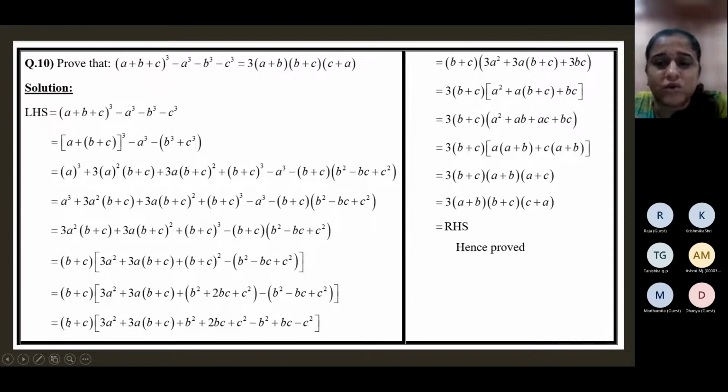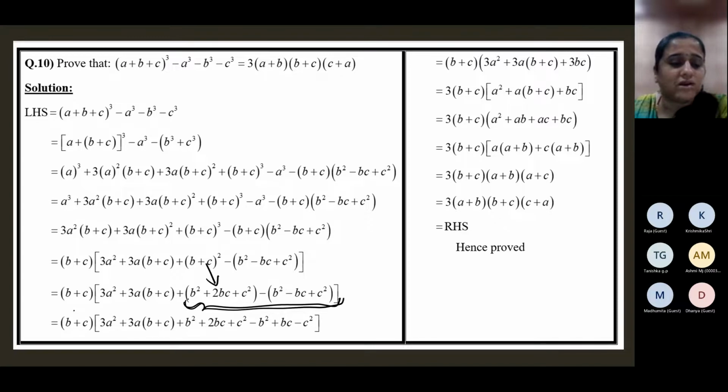A few steps, if you understand the proof well, you can omit. Because it's important, I've shown a few steps extra. Nothing much in the next step. I've just expanded this one. Now you can open the brackets here. This b plus c as it is. This one as it is. This one as it is. Here open the bracket. So b square plus 2bc plus c square minus b square plus bc minus c square. You can see that here.